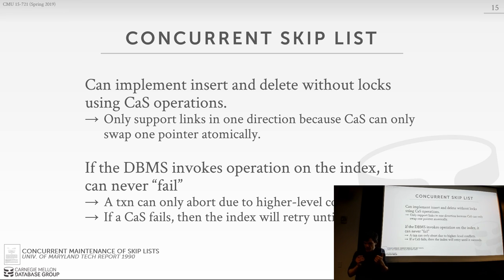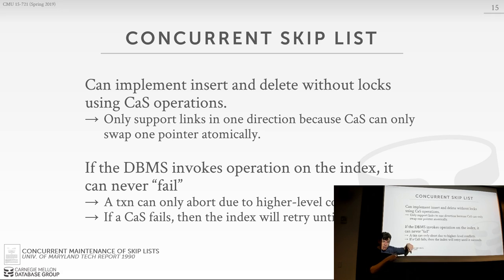Remember we said this before, when we do modifications to an index, if the operation fails, we want to go back and try it again. With the exception of, if I try to insert something and the key already exists, that's a primary key failure, that's a logical thing we have to fail. But when I try to do this compare and swap stuff, if I fail, I don't want to abort the transaction, because the transaction doesn't care that you compare and swap failed on the index. It doesn't know anything about that. It just wants to get its keys in the index.